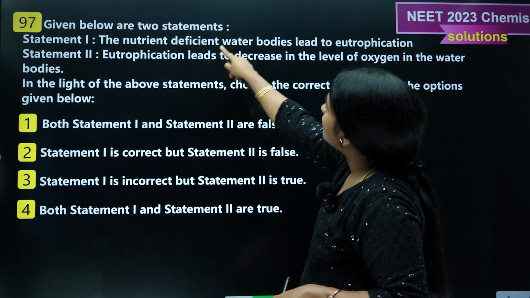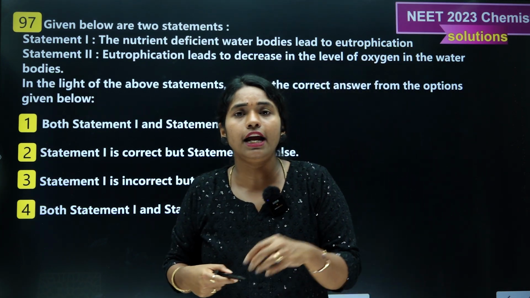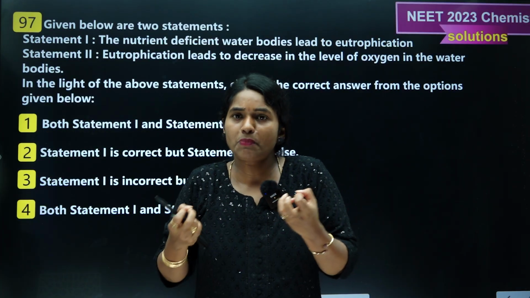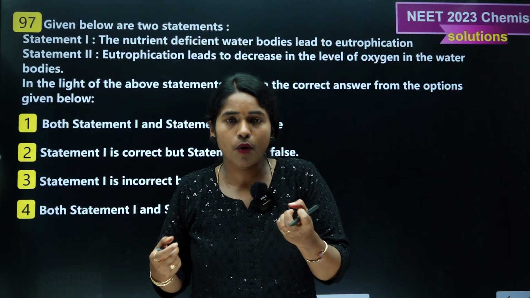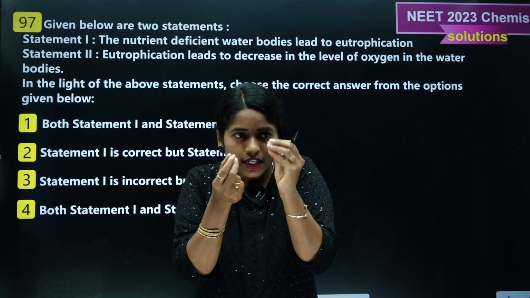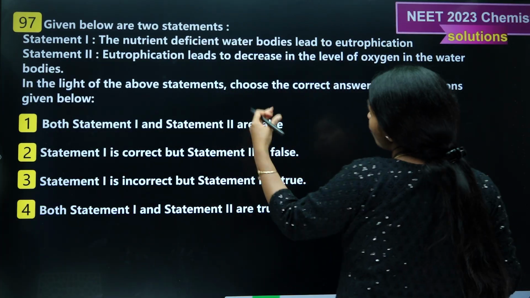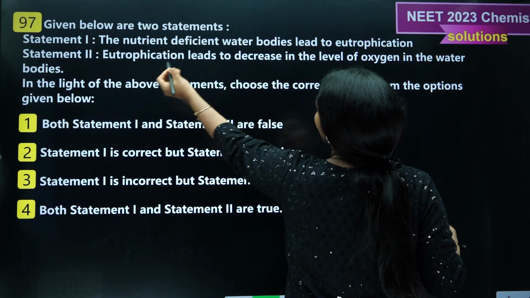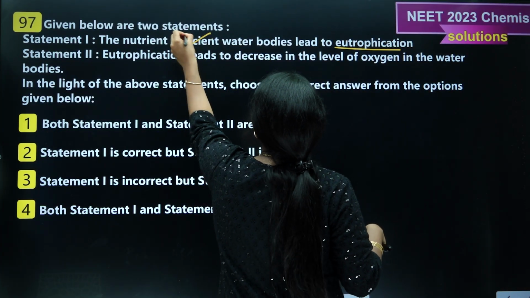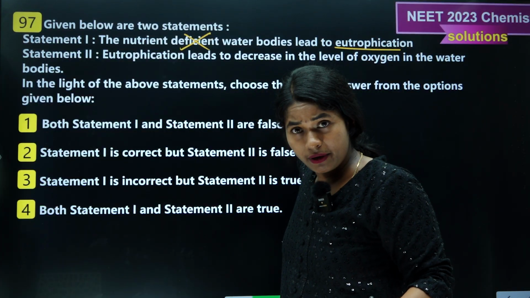The nutrient deficient water bodies leads to eutrophication. What do you mean by eutrophication? Eutrophication means if more nutrients are present in the water, it leads to the formation of green algae on the top of the water layer. So more nutrients will form this algae, so not nutrient deficient, nutrient rich water will form this eutrophication.